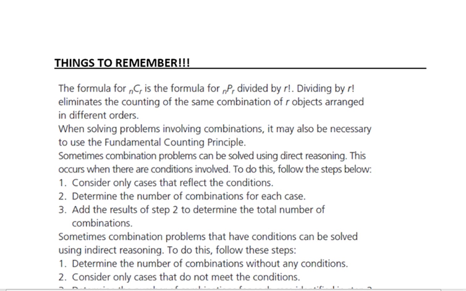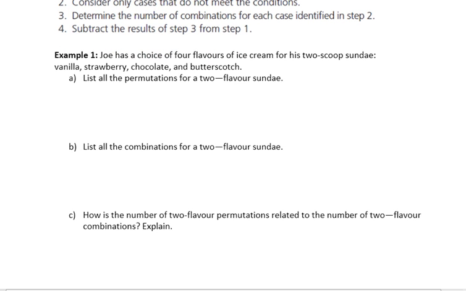In all of this, instead of going through all of it, we're going to go through some problems, but I will highlight that the formula for nCr is the formula for nPr divided by r factorial. Why? Because dividing by r factorial eliminates counting the same combination of r objects arranged in different orders. Eliminate those subsets where ABC is the same thing as ACB. I had to think that one through. Okay? All right, let's go to some examples.